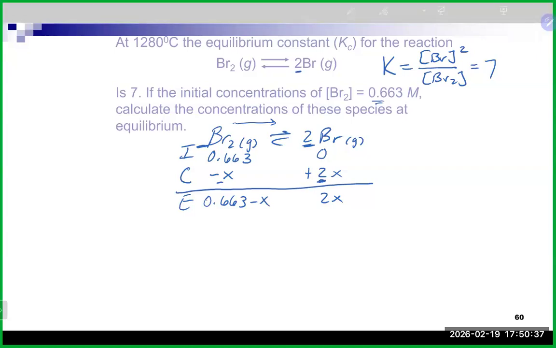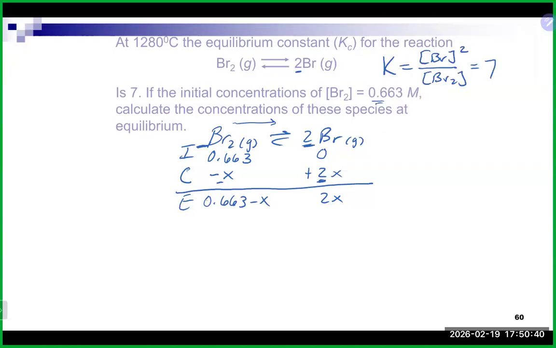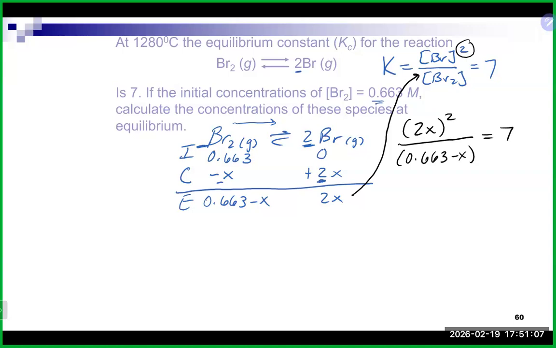So we're going to use our expression to do that. We're going to take everybody on the equilibrium line and put it into the expression that we have for the reaction. If we do that, that is going to give us 2x on top. We want to make sure that we square it, again, because of the expression. We're going to divide it by 0.663 minus x, and that is going to equal 7 in this case.